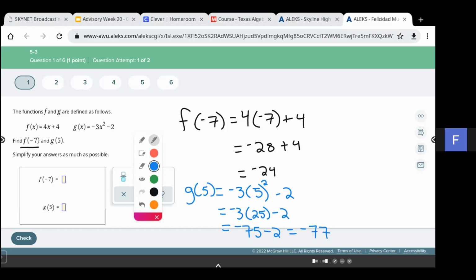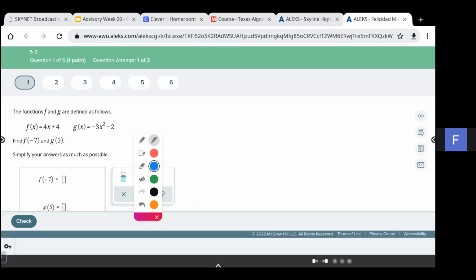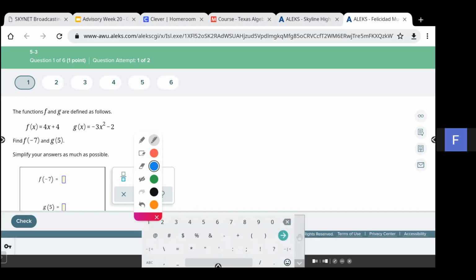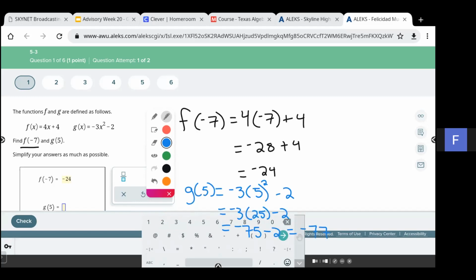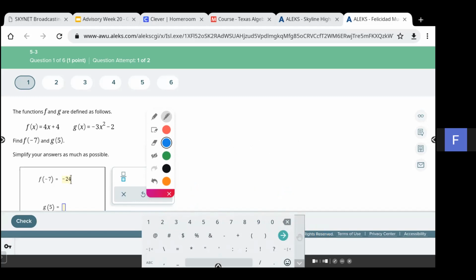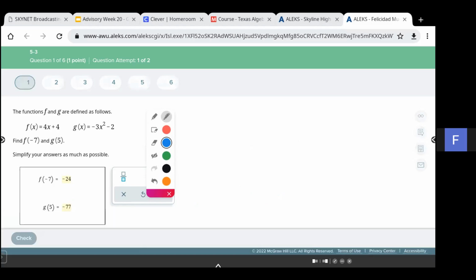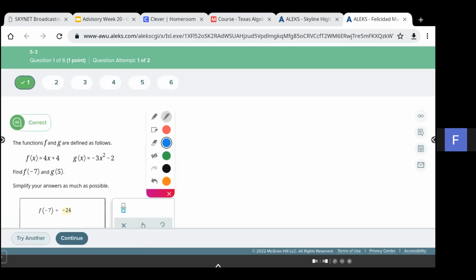So I'm going to go ahead and just plug in -24 and -77. Okay, -24 and -77. I'm going to hit check. And they're right, so that's great. So now I'm going to go ahead and move on to question 2.